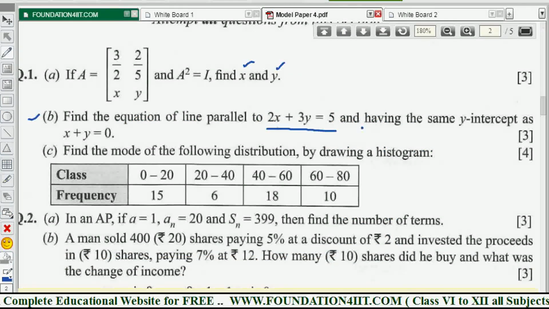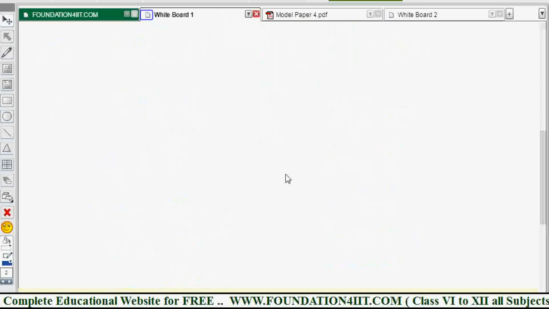Find the mode of the following distribution by drawing a histogram. So you should draw the histogram for this. From that you will find out the mode. So let me show in the graph paper. Let's draw the graph and find out the mode.